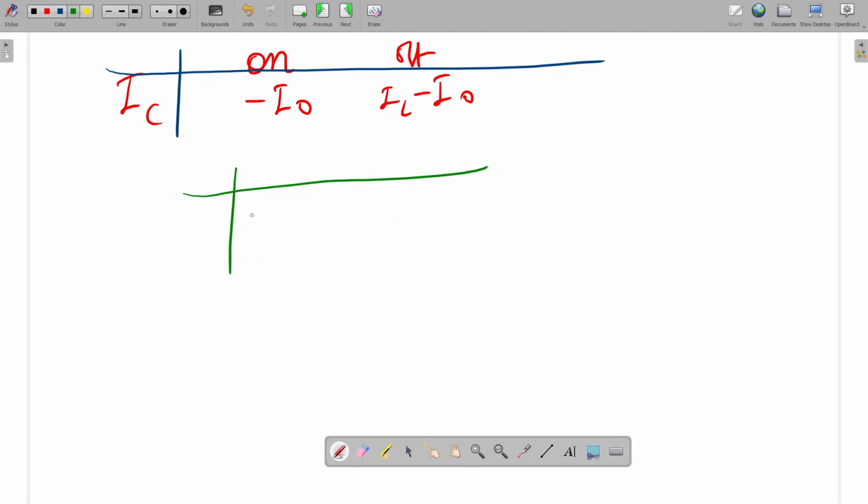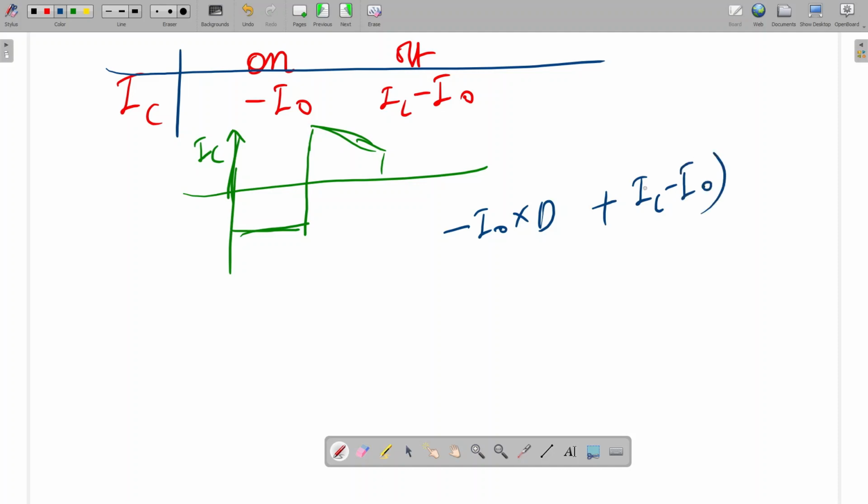So here also we can draw the graph. This is minus I naught, and IL will be triangular, so it will be like this one. This is the graph of the IC. So we can apply ampere-second balance here. Ampere-second balance means the average current across the capacitor should be zero. So how we can apply? Minus I naught into D plus (IL minus I naught) into (1 minus D) is equal to 0. This means that the average current across the capacitor should be 0.